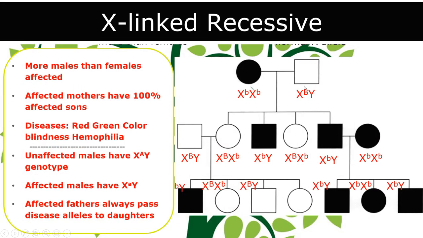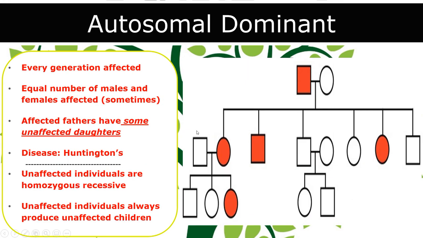So you're looking first, did they tell you it's red-green color blindness or it's hemophilia? If not, did you count and they had more males than females? And then once you get there, check the daughters that are affected or check the moms and look, do they have 100% affected sons? Because if they do, then that is an X-linked recessive.